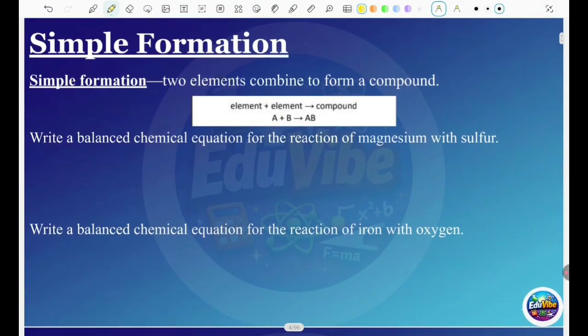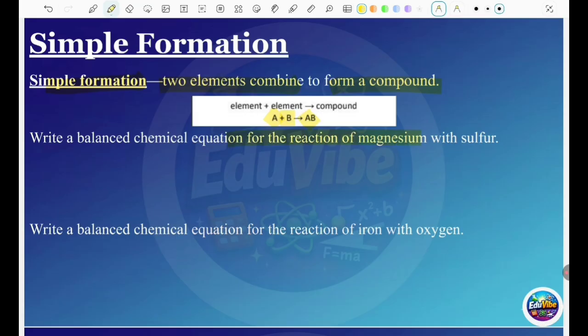So we start with the types of chemical reactions. The first one is simple formation. What is simple formation? When two elements combine to form a compound, we have A plus B forming the compound AB. So two elements combining to form a new compound is called simple formation.